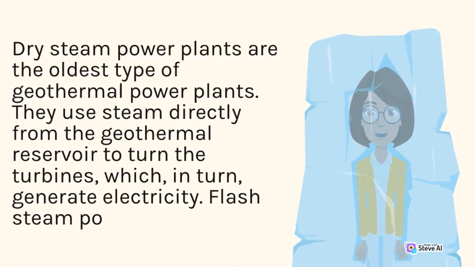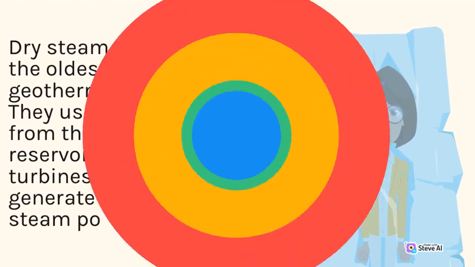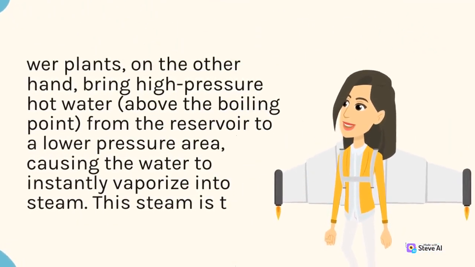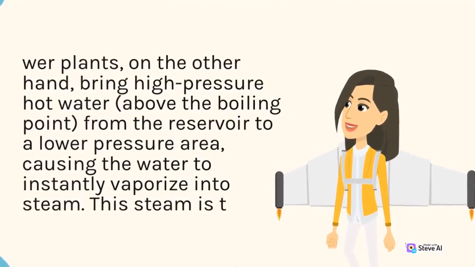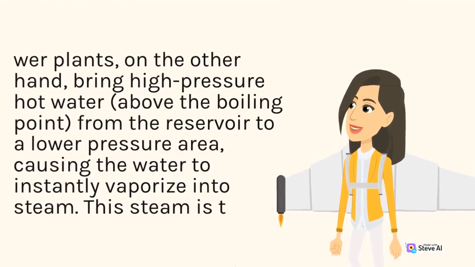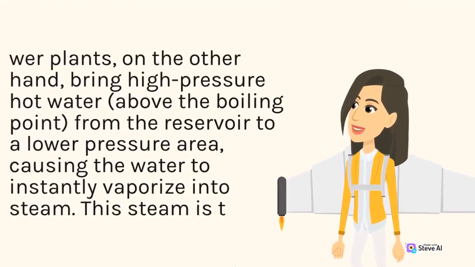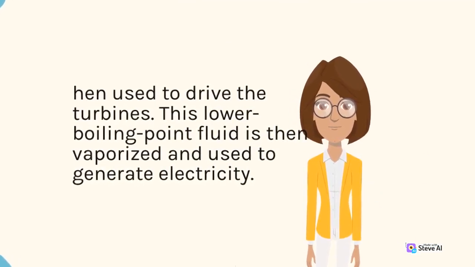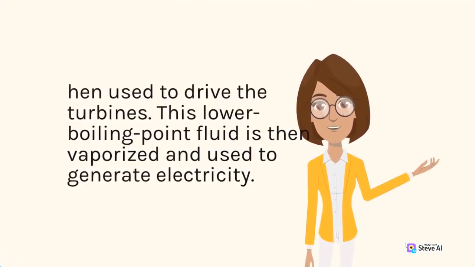Flash steam power plants, on the other hand, bring high-pressure hot water above the boiling point from the reservoir to a lower pressure area, causing the water to instantly vaporize into steam. This steam is used to drive the turbines. This lower boiling point fluid is then vaporized and used to generate electricity.